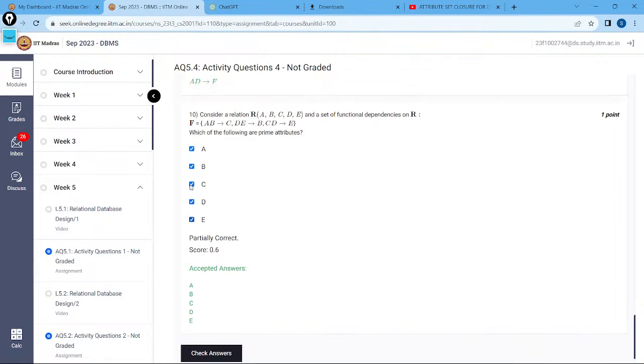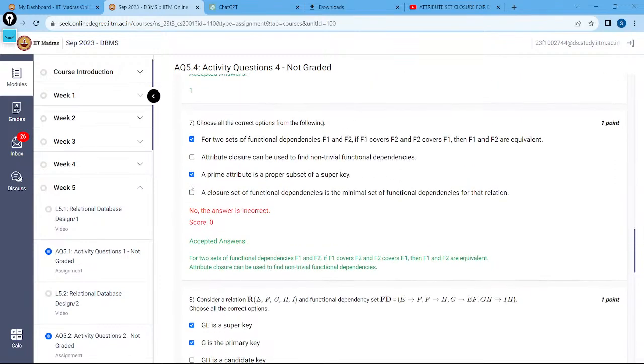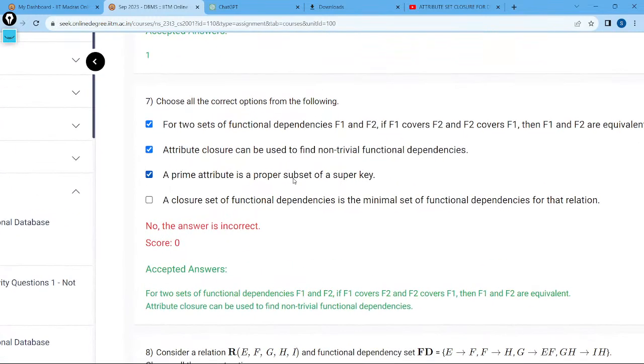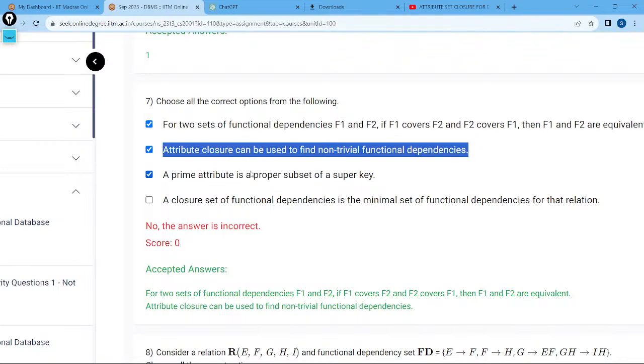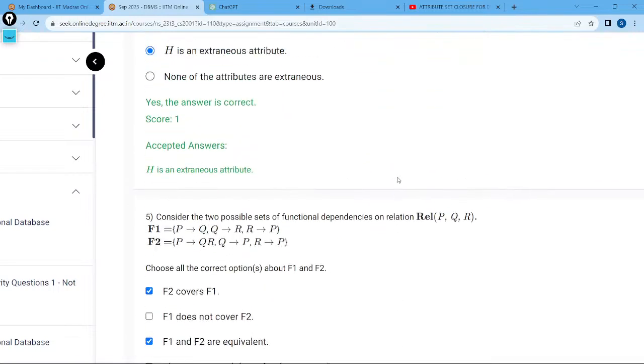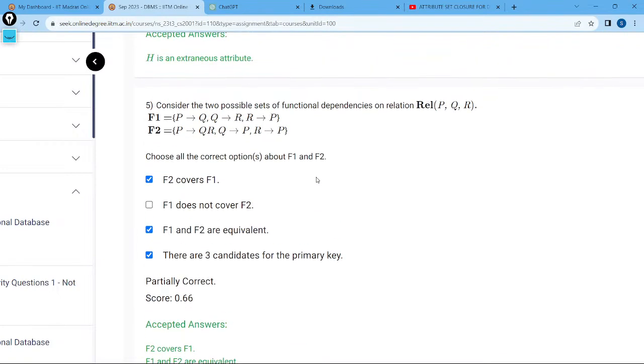So C and D would also come here. It is perfect. The answer is perfect. Attribute closure can be used to find the non-trivial dependencies. This is something that we learned today. And a prime attribute is not a proper subset of a super key. There are three candidate keys for the primary key.